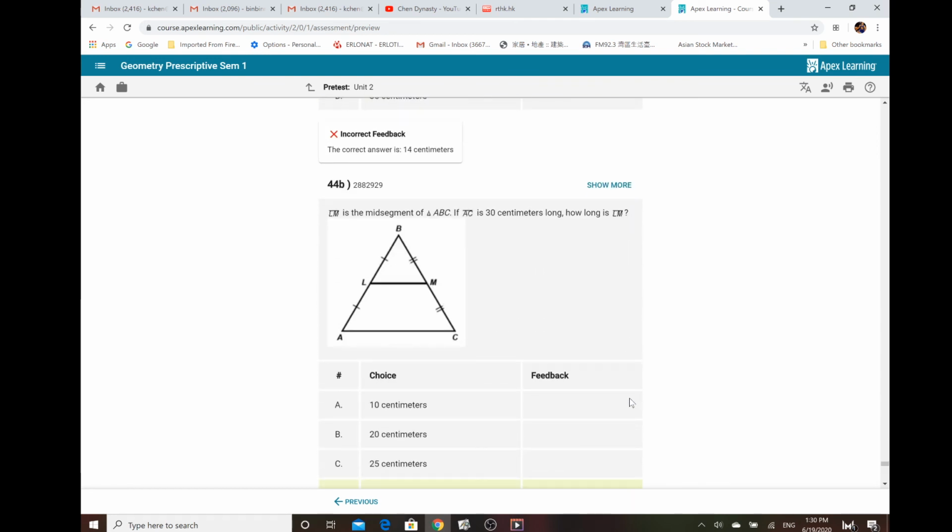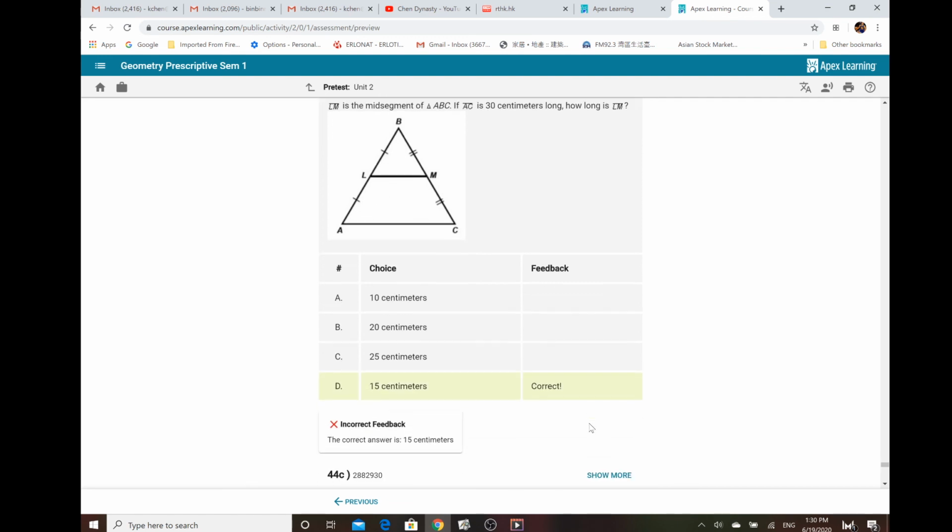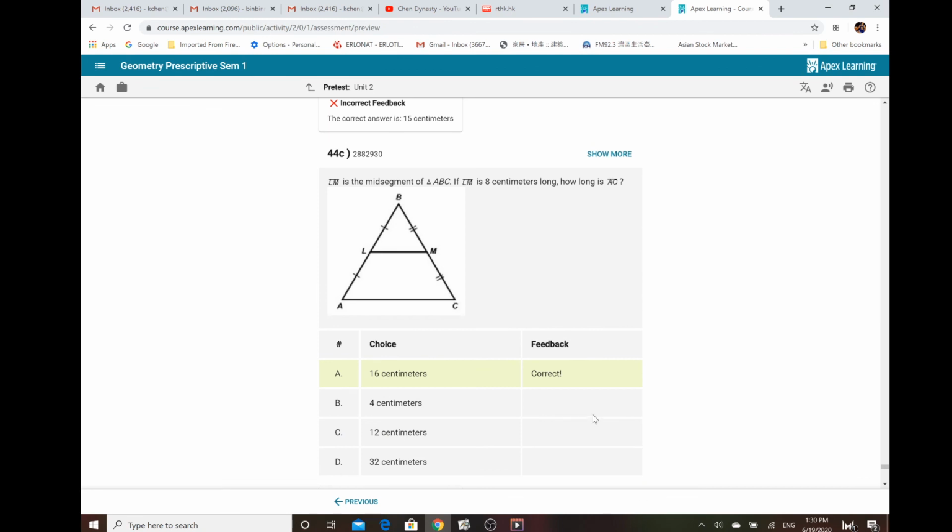Segment AC is 30, so how long is LM? Half of 30, so it's 15. So here's another one. LM is 8. The mid-segment is given already, so you want to find the bottom base of the triangle, which is twice as long as the mid-segment. So 2 times 8, 16.